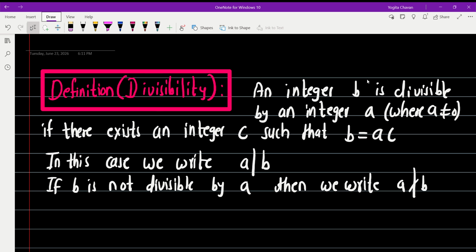Hello friends, today we are going to see the definition of divisibility and some of its properties. So first understand the definition of divisibility. Now see the definition: an integer b is divisible by an integer a, where a is not equal to 0, if there exists an integer c such that b is equal to a into c.